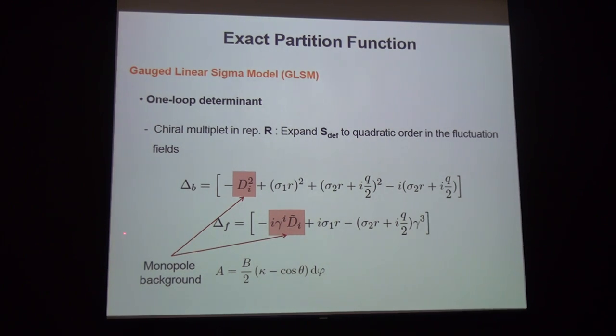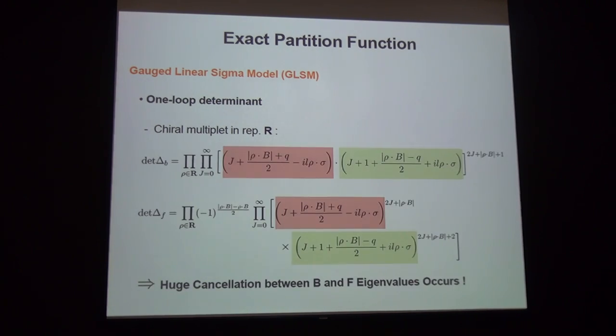Then, all we need to do is just to compute the eigenvalues of these differential operators acting on the bosonic fluctuation field and the fermionic fluctuation field. Here, this D represents the covariant derivative under this monopole background, which is given by this expression. Well, it's a standard analysis. Then one can show that this one-loop determinant from the real scalar field in this chiral multiplet is given by this expression by doing the spectral analysis.